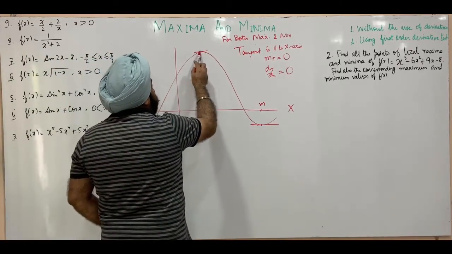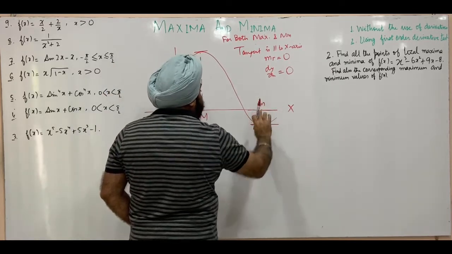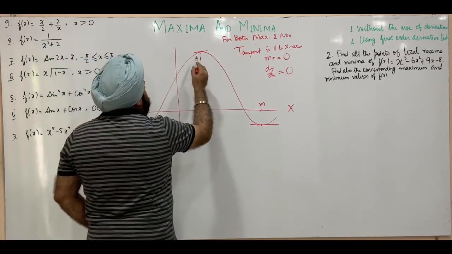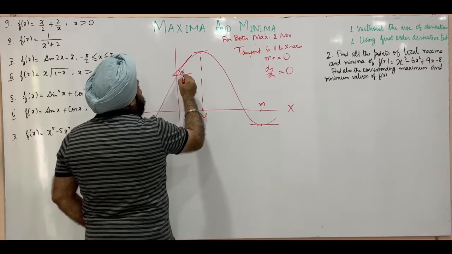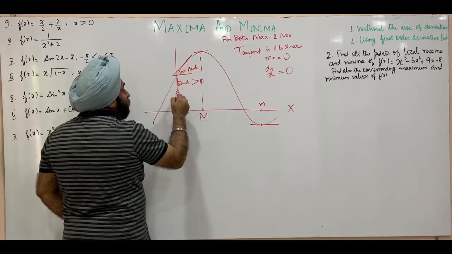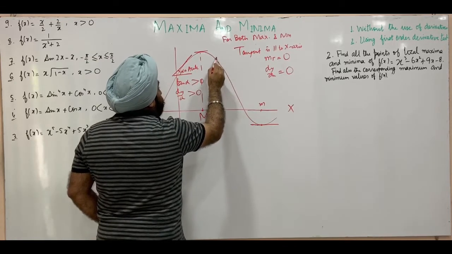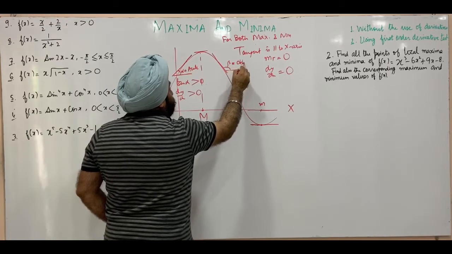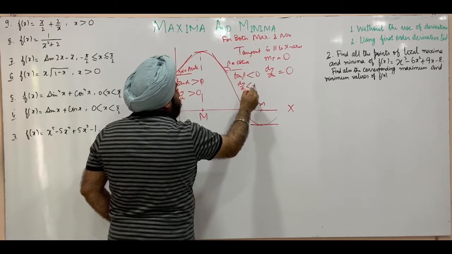So this is the point of maxima and this is the maximum value. Similarly, this is the point of minima and this is the minimum value. So what we observe is that before the point of maxima, if we draw a tangent, this makes an acute angle alpha. If alpha is acute, tan of alpha is positive, that is dy by dx is positive. And after the point of maxima, if at any point we draw a tangent, this is making angle beta, which is obtuse, and tan of beta is negative, that is dy by dx is negative.